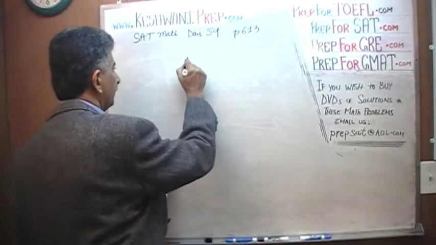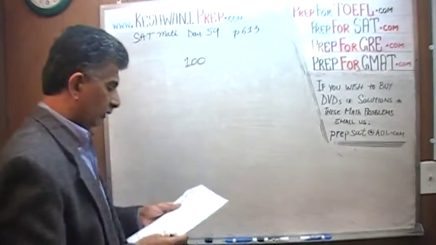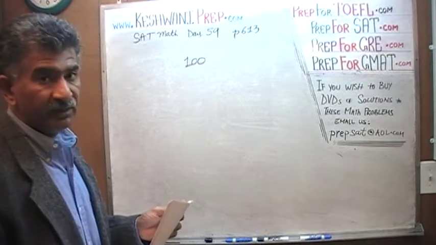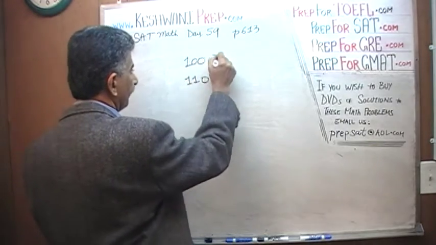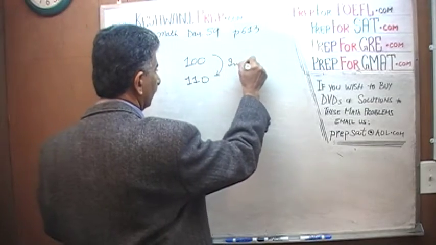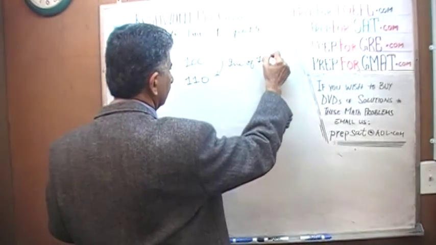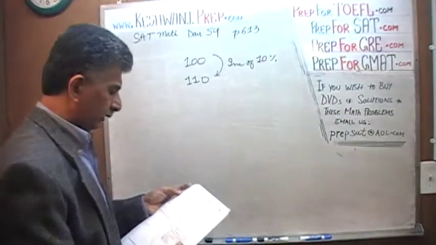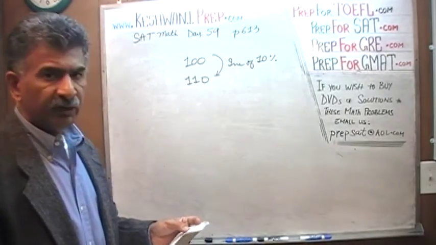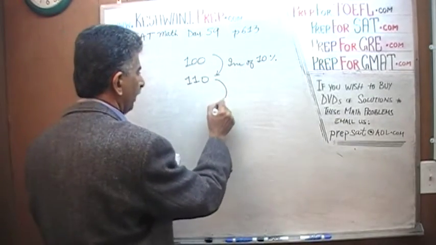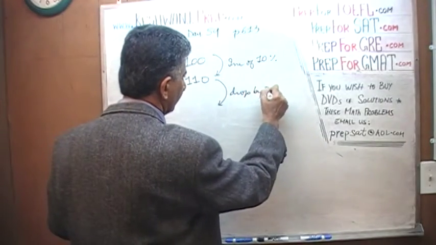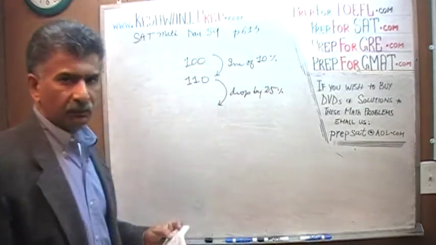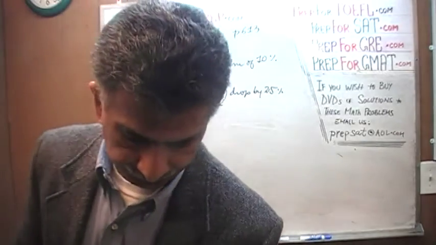So if it's 100 to start out with, we are told that it was increased by 10%. So if you increase it by 10%, it becomes 110. Then we are told that the new price was decreased by 25%. So we need to drop by 25%. We need to figure out what is 25% of 110.